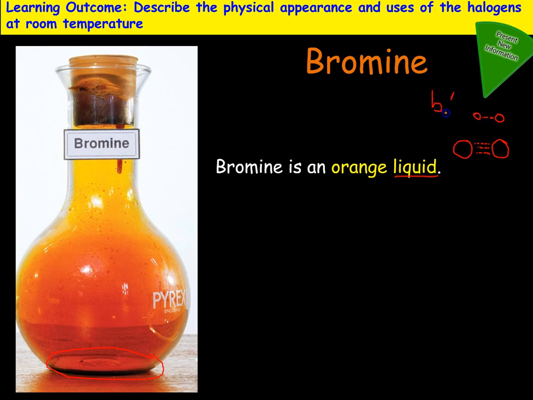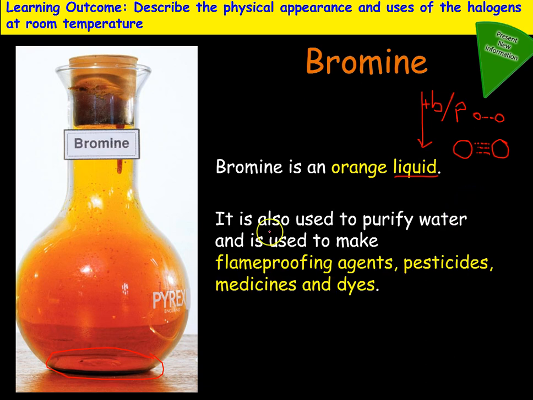So the boiling point is one of the trends that you've got to be able to explain for halogens, and the boiling point increases as you go down the group. That's because the intermolecular forces increase. So chlorine is a gas, but bromine has a higher boiling point and therefore is a liquid. Bromine is used for flame proofing, to make pesticides, and also to make medicines and dyes.